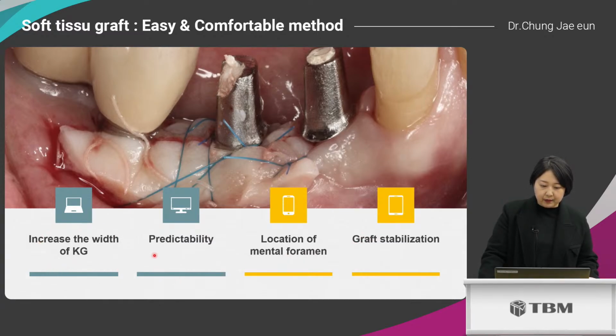very high predictability. One of my co-workers always says that FGG will be successful if you don't put the graft inside out, and that is true. The only things that we have to be concerned about are the location of the mental foramen and graft stabilization.